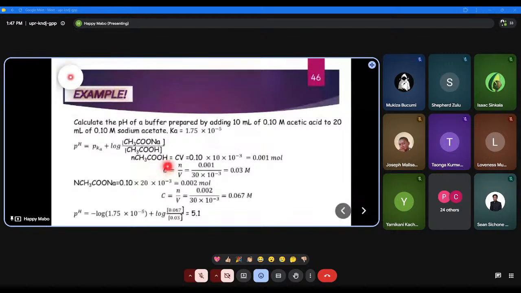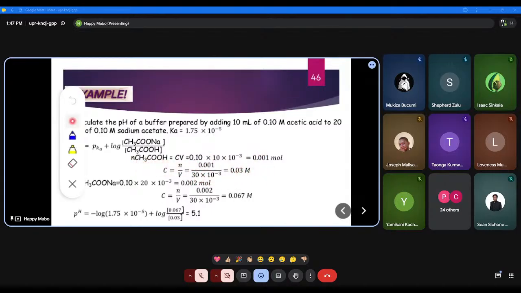Volume. So when you multiply the concentration and the volume, you will have the number of moles of acetic acid. Okay, so to find the actual concentration of acetic acid after it has been added to sodium acetate, you're going to use the total volume of the acetic acid and the volume of the sodium acetate, which is 20 mLs, which gives you a total of 30 mLs. Then you're going to have the number of moles that you found here and the total volume. It will give you the concentration of acetic acid in this solution.